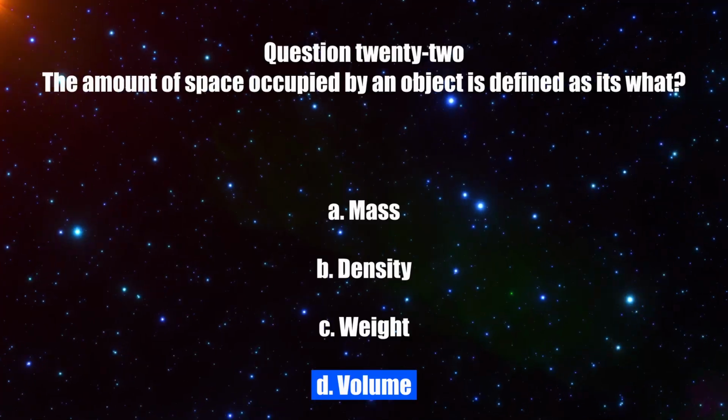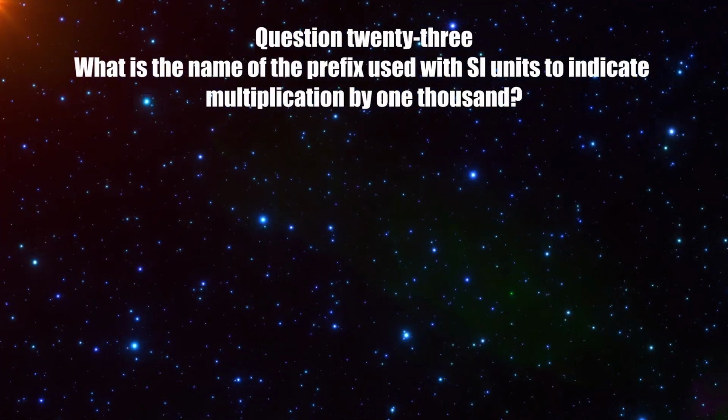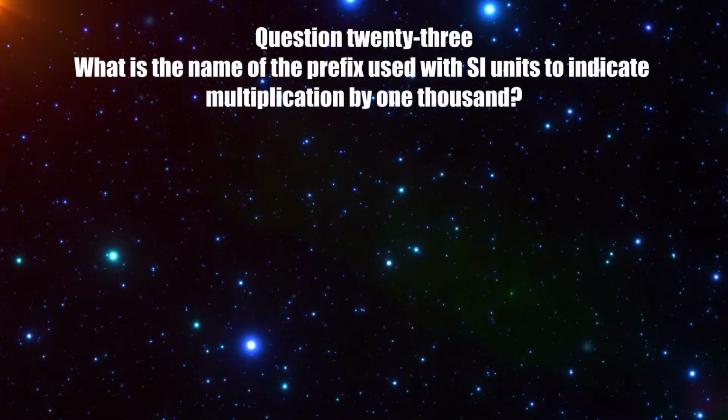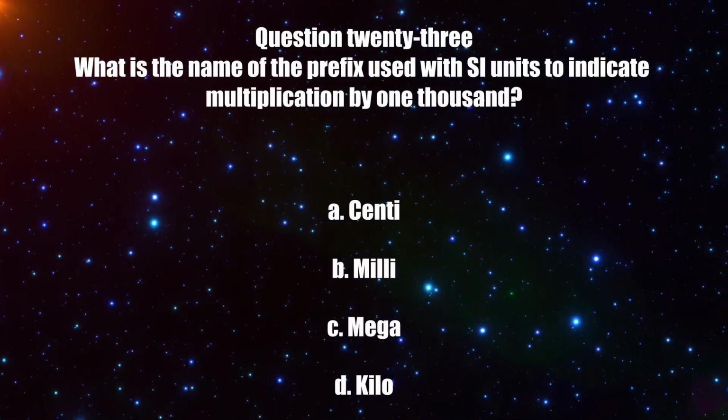The correct answer is D. Volume. Question 23. What is the name of the prefix used with SI units to indicate multiplication by 1,000? A. Centi. B. Milli. C. Mega. D. Kilo.